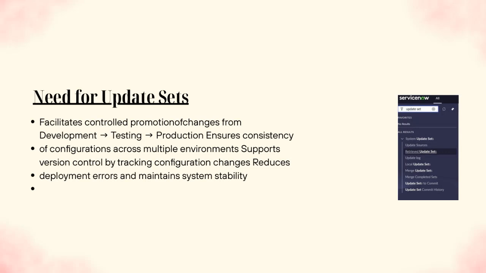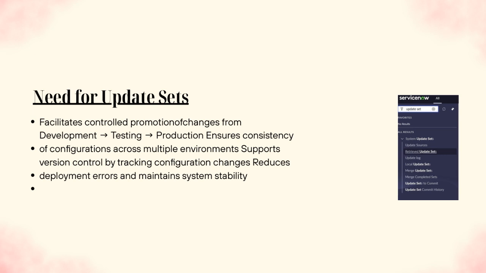Let's talk about the importance of moving through development, testing, and then production. This process helps us ensure that our configurations stay consistent across these different environments. It's crucial because it prevents mismatches that can cause issues later on. Supporting version control is another key aspect here. By tracking all configuration changes, we can easily see what was altered, when, and by whom. This not only helps with accountability but also makes troubleshooting much simpler.